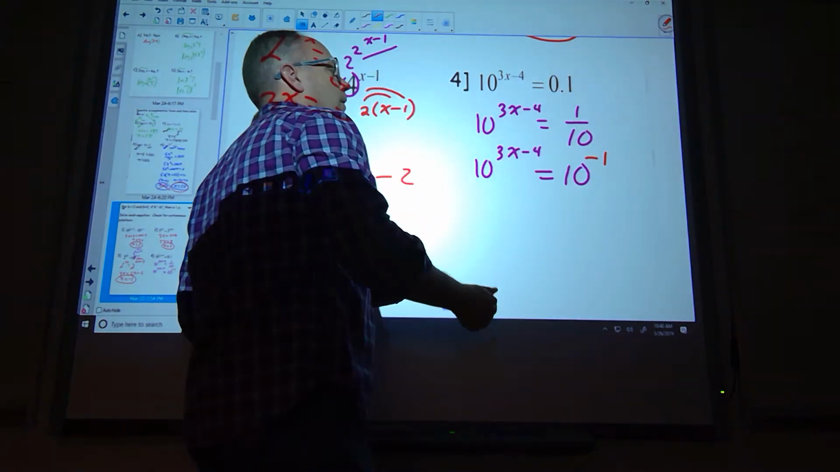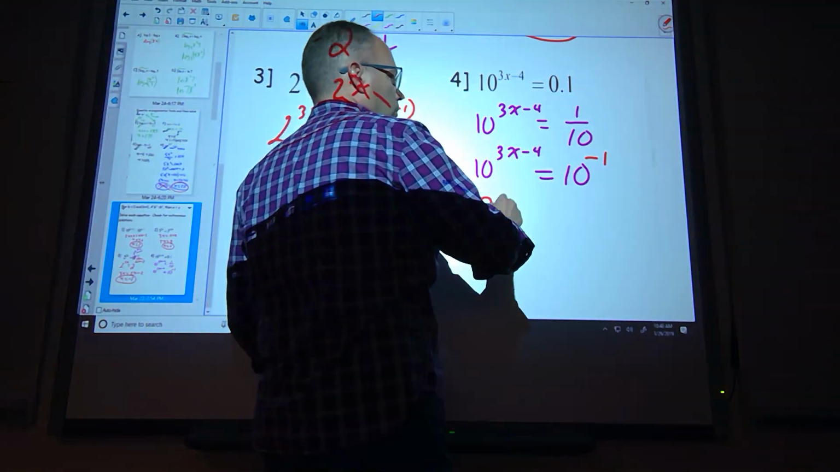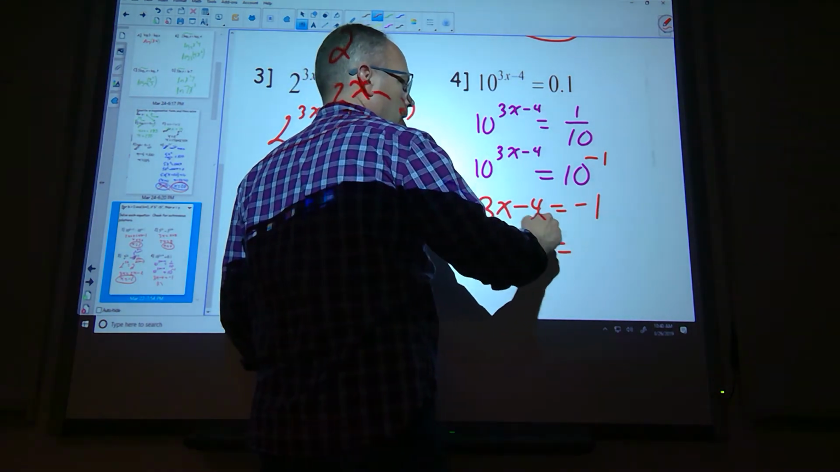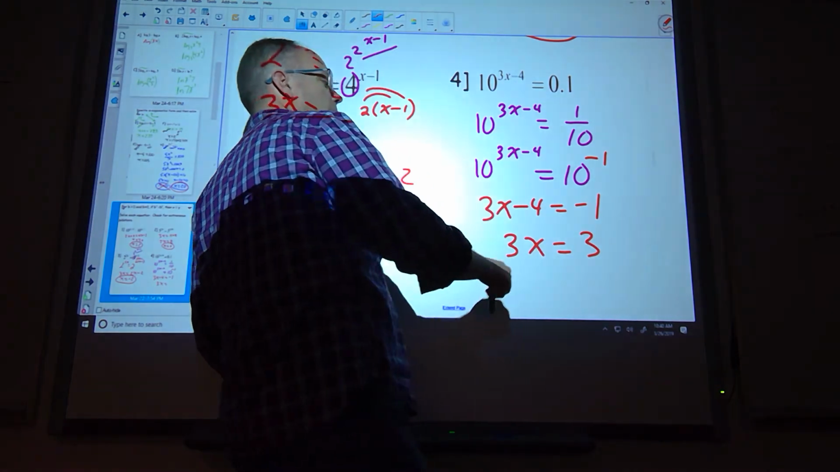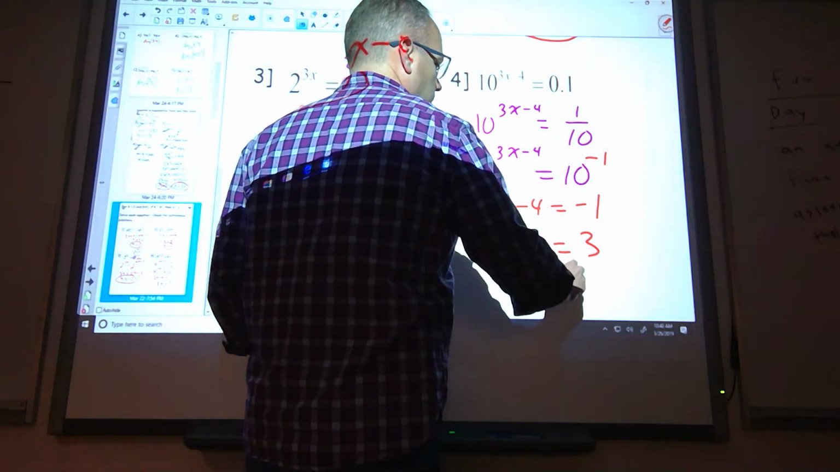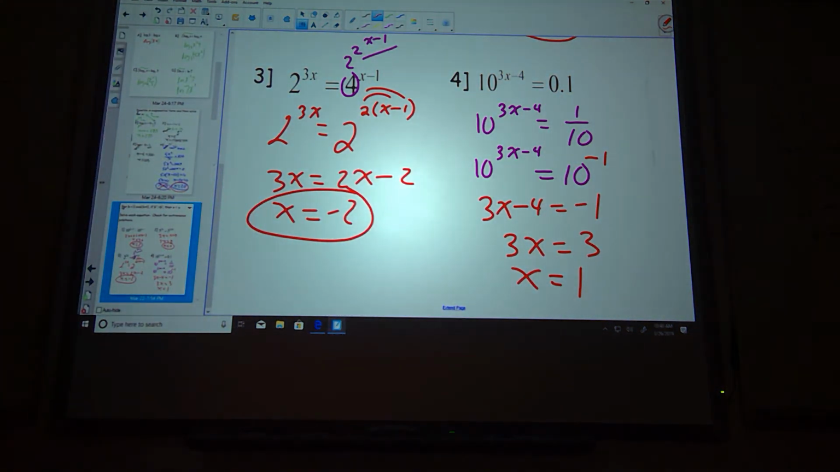Because it moved up. So now I have the same exact bases. So I set the exponents equal to each other. Add 4 to both sides, I get that. So x equals 1. Divide by 3. If you plug 1 back in, you get 3 minus 4. That's negative 1, so 10 to the negative 1 is indeed equal to 0.1.